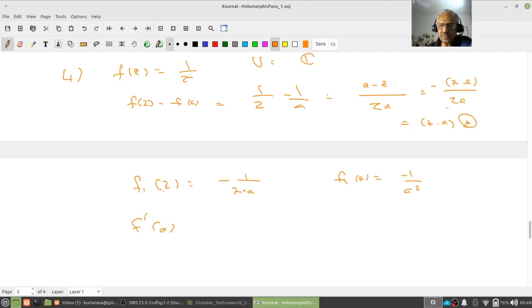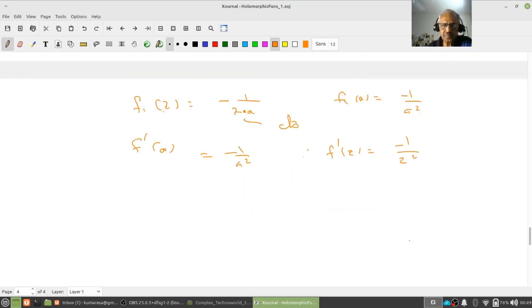By the way, is this continuous? Okay, f1 is continuous, that's clear. I want it to be continuous at a, but it is continuous at all points also on c star anyway. So it's continuous. Right? So f dash of a is this. Therefore f dash of a is 1 minus a squared. Therefore f dash of z is minus 1 by z squared. So pause, review, proceed.